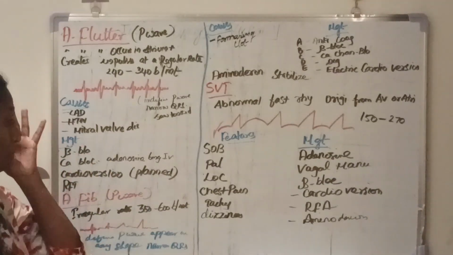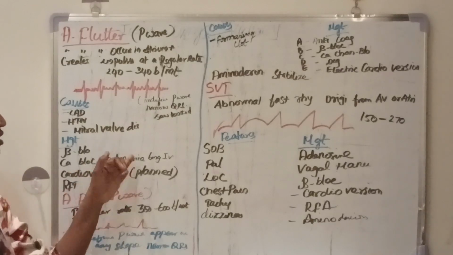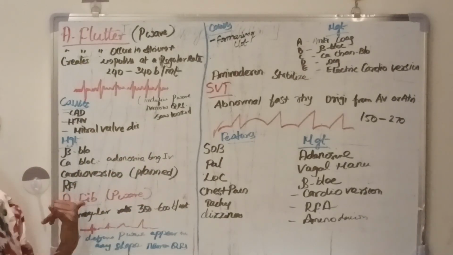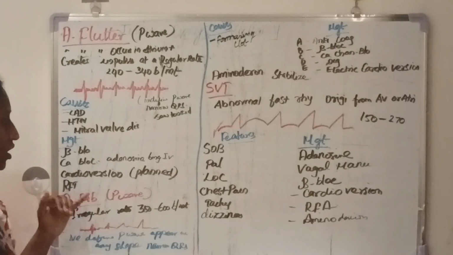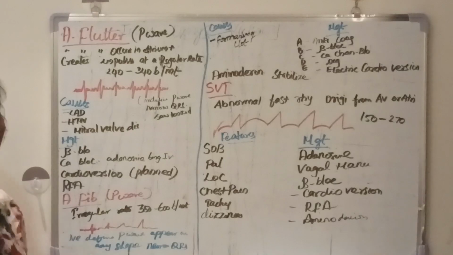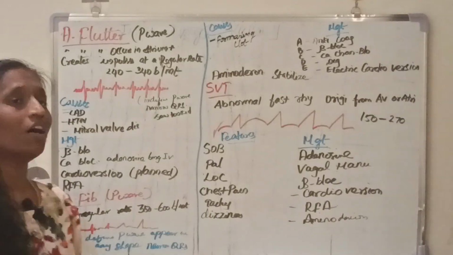When you come to the management, we administer beta blockers, calcium channel blockers, adenosine 6 milligram IV, and then cardioversion and radiofrequency ablation, RFA. Cardioversion is a planned electrical shock to a person, which we call cardioversion.